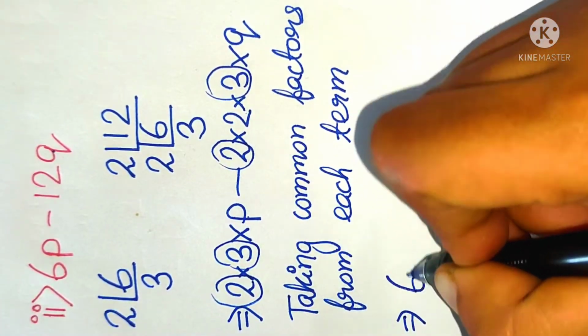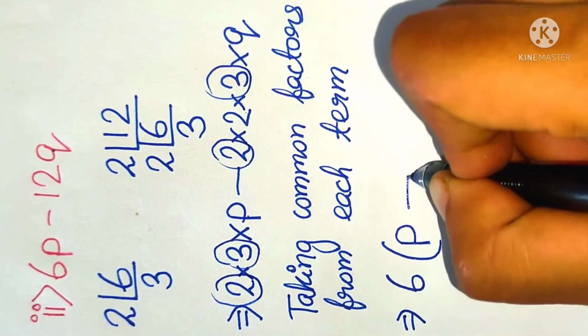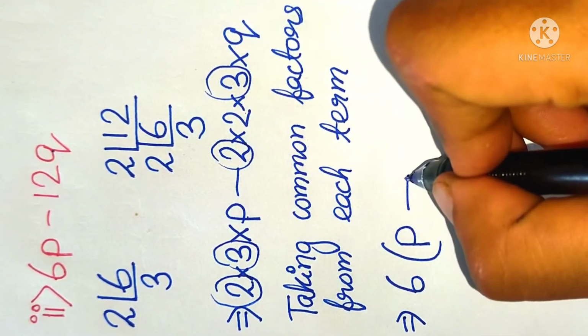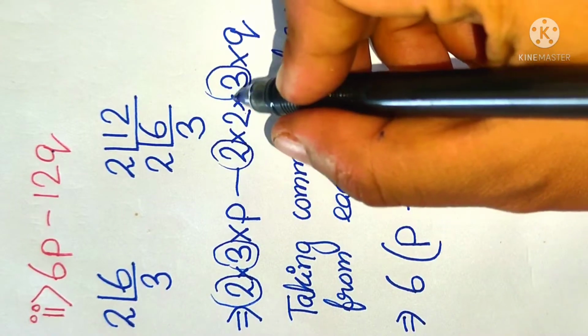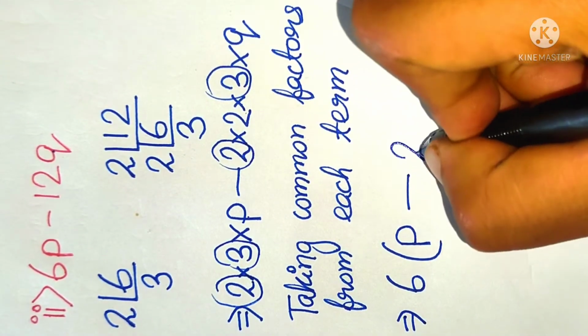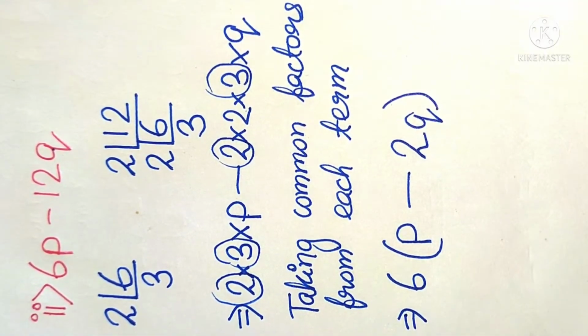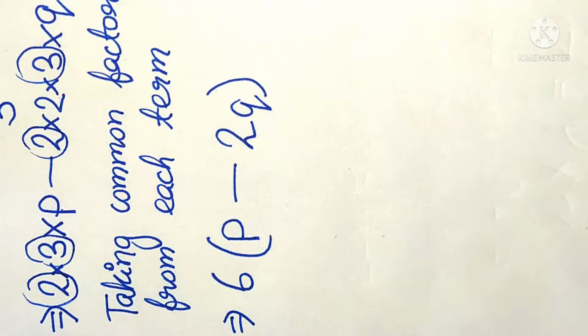We are taking 6 common. What we are left with here, we have only p in the first term. Minus, we have this minus, we will write here minus. Here we have taken 2 into 3, that is 6. We are left with another 2. So write 2 as it is and we are left with q. So you will write q as it is. So this is our final answer. Isn't it very easy? Let's start with the next one.